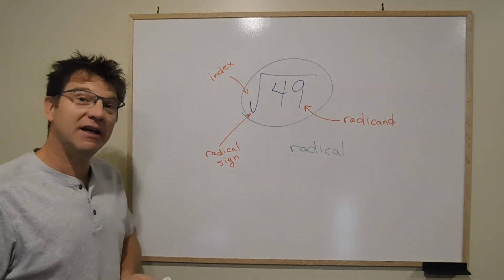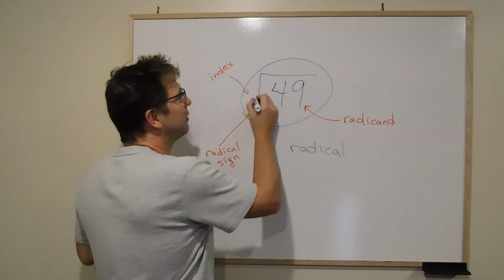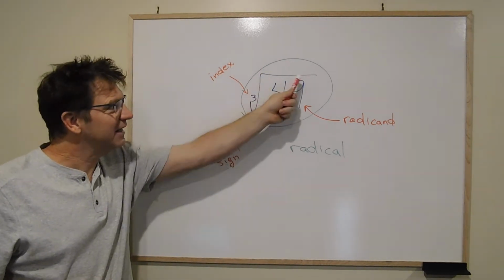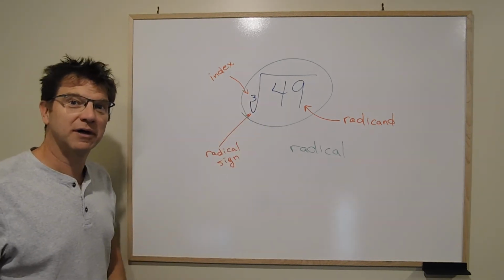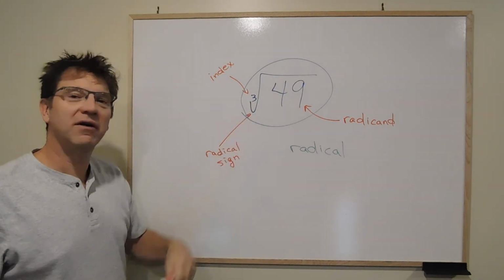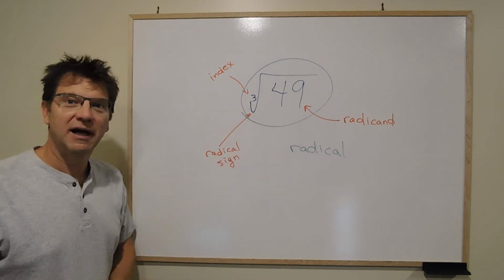Okay? If it's anything other than the square root, the index will be shown. So if it's a cube root, the index will be a 3. It'll be inside kind of the loop or the hook of the radical sign. Okay? If it's a fifth root, then that index would be a 5. If it's a fourth root, the index would be a 4, and so on.